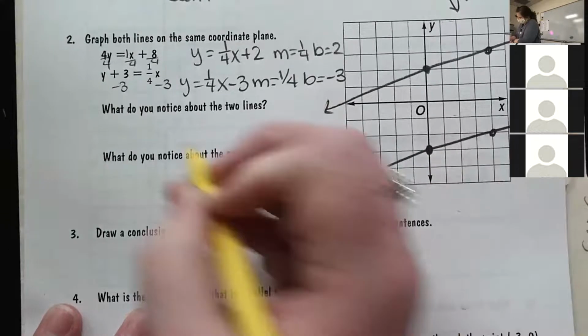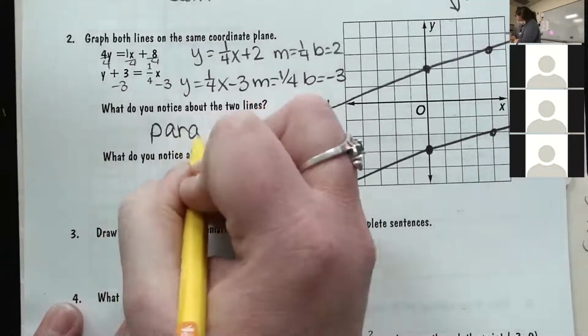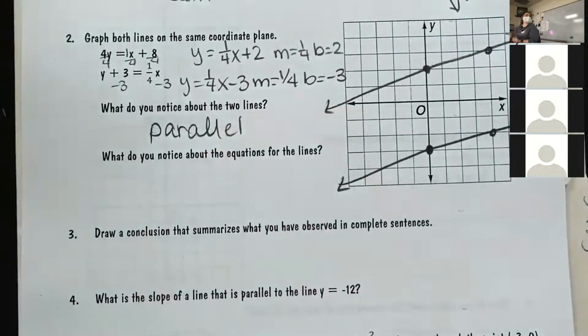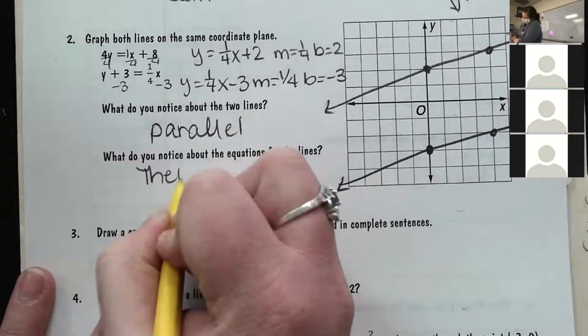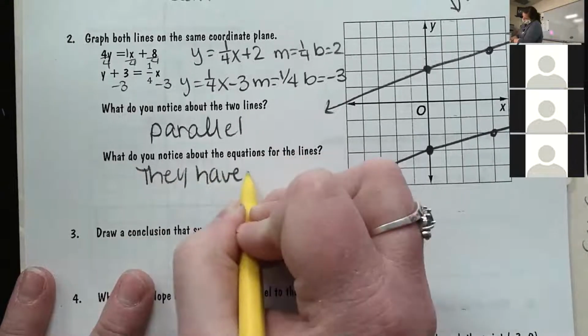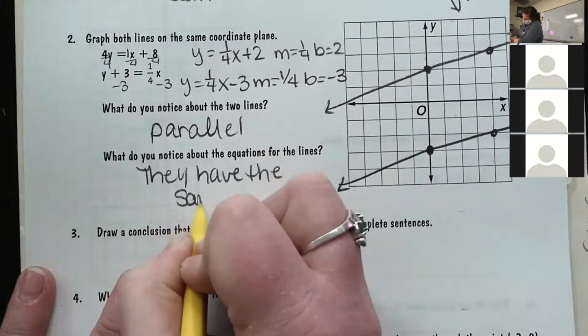They are parallel. If you drew them nicely, right? And what about the equations? They have the same what? M. Yeah, or slope, however you want to write it.